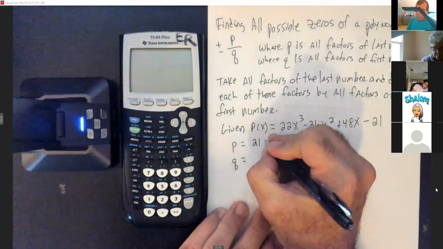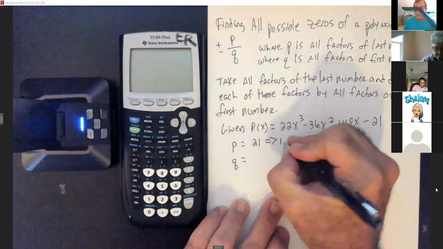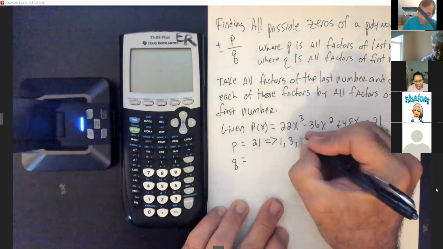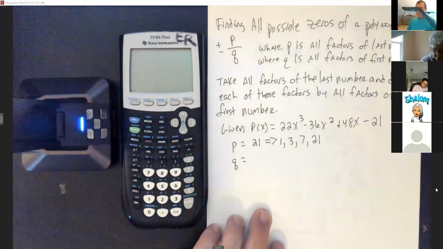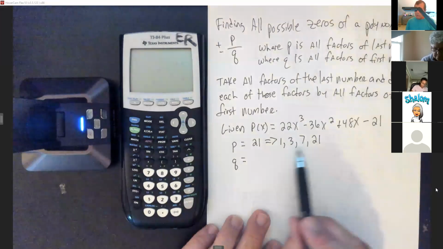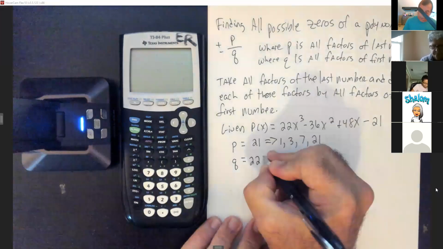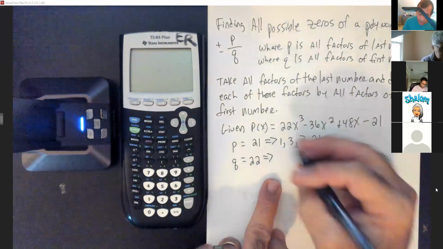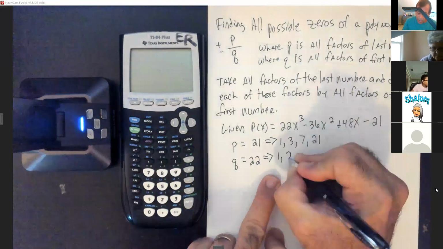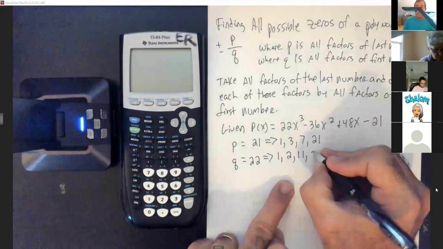So factors of 21 are 1, 3, what's left? 7 and 21. So those are the only factors that multiply to get me a 21. The first number was 22. And all the factors of 22 would be what? A 1, a 2, 11, and 22.